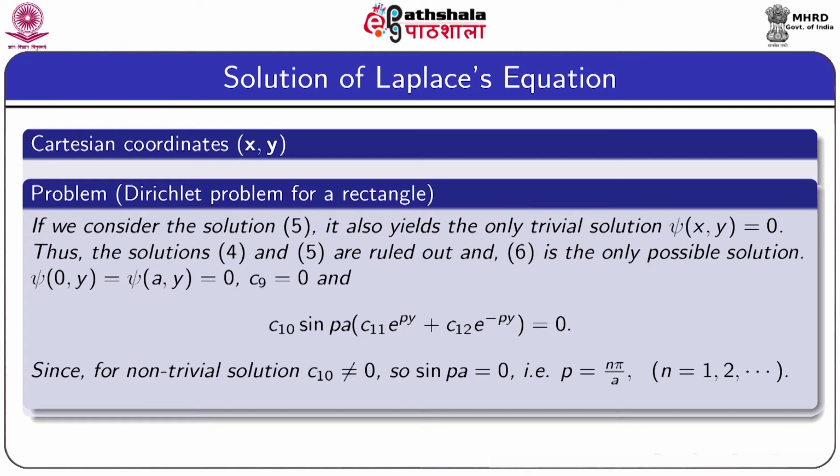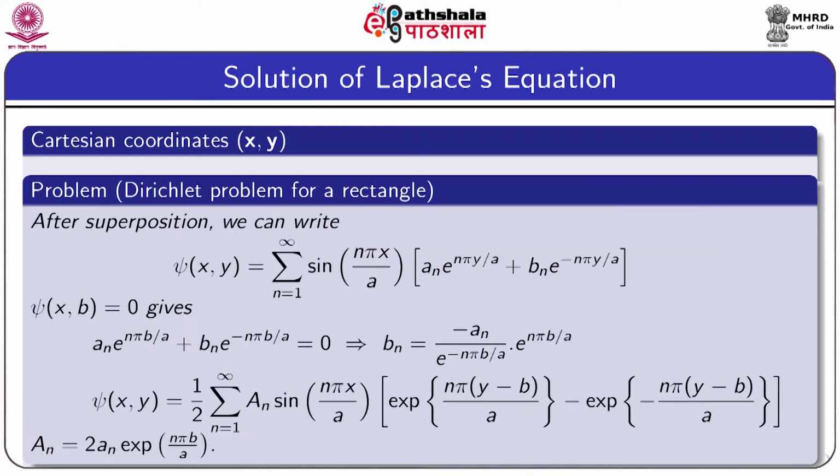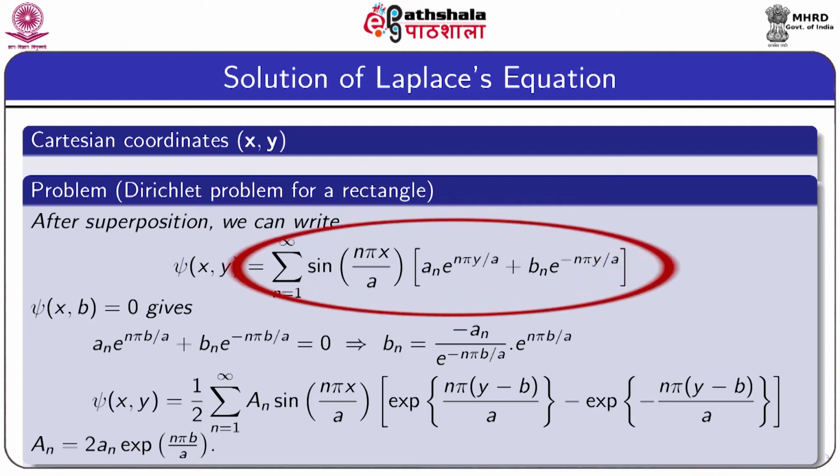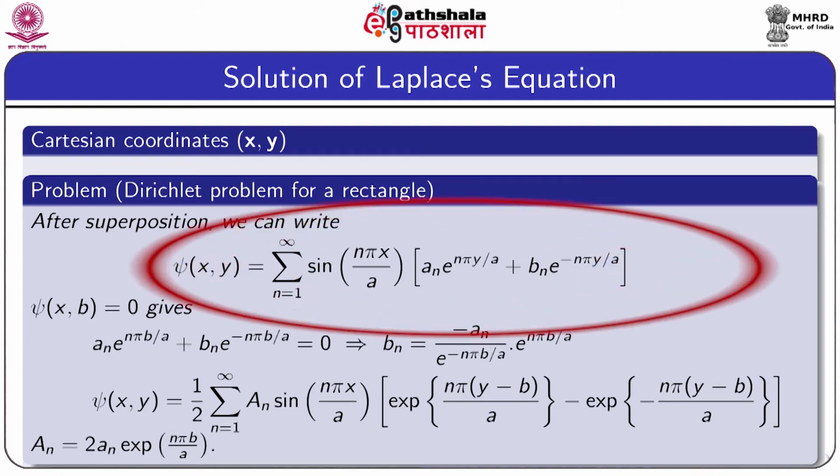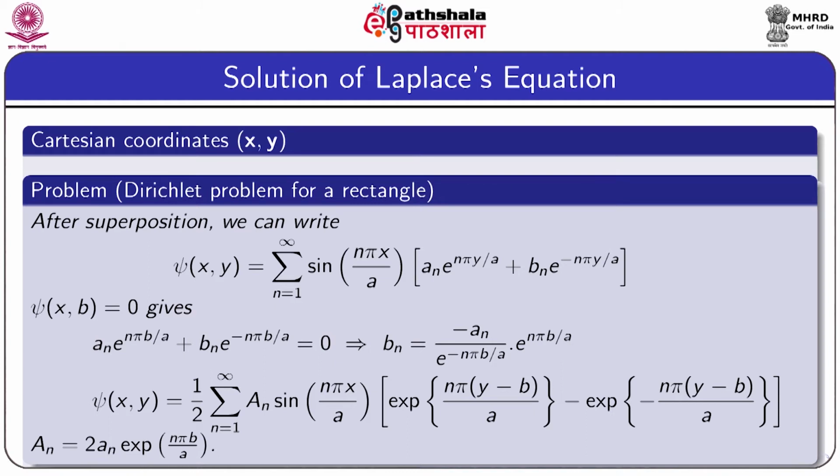So, for all values of n, this is a solution of the Laplace equation. Since the Laplace equation is a linear equation, linear combinations of all these solutions are also solutions of the Laplace equation, and this is called the superposition principle. So, using the superposition principle, we can write the solution as psi equals the sum from n equals 0 to infinity of sin(n pi x by a) times (A_n e to the power n pi y by a plus B_n e to the power minus n pi y by a).